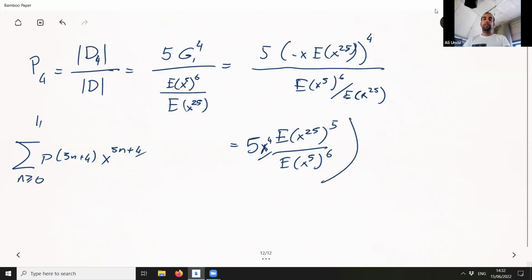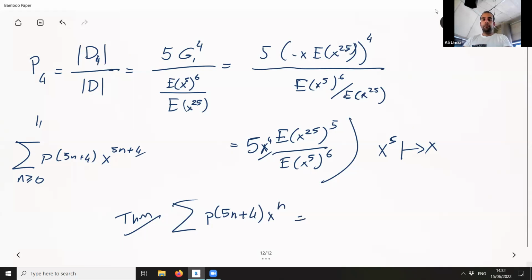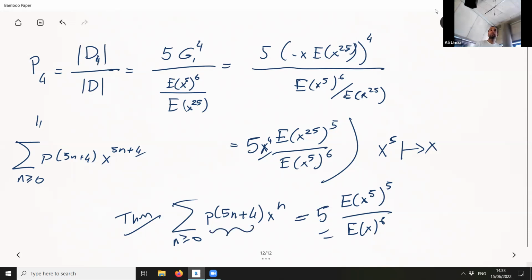So after all that work, if we shrink x to the 5 to x itself, we finally see that the theorem is p of 5n plus 4, x^n, is equal to 5 e of x^5 to the 5 divided by e of x to the 6. So we got our witness identity with a lot of work, but it says that these p of 5n plus 4 must be divisible by 5 for all of the n's, because there's a factor of 5 on the other side.